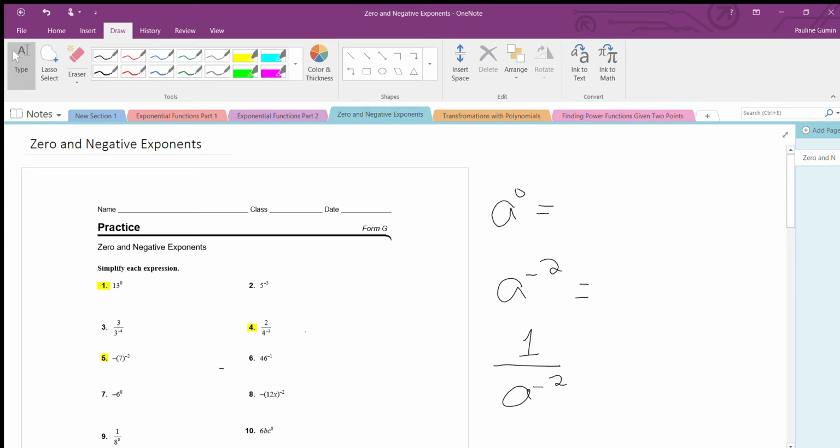Today let's talk about zero and negative exponents. Before we look at some practice problems, take a look at the right side of the screen and we'll talk about negative exponents and zero exponents.